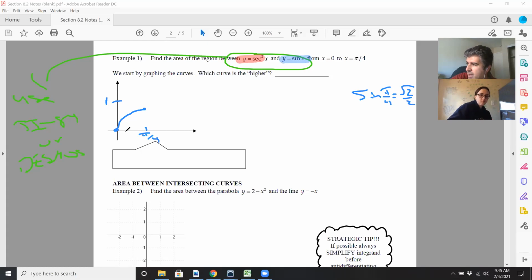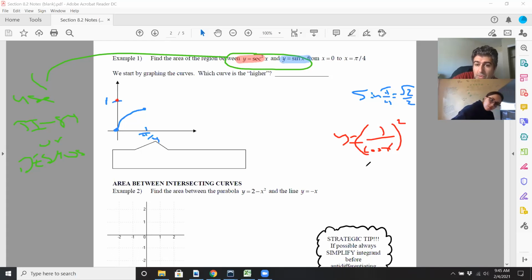Okay, we have that. Now, secant squared. Secant squared is a little tricky. That's where I think calculus would be smart. Remember, secant squared is 1 over cosine squared x, or 1 over cosine x, squared. If you plug in 0, cosine of 0 is 1. 1 over 1 is 1. 1 squared is 1. So you have a dot right here.